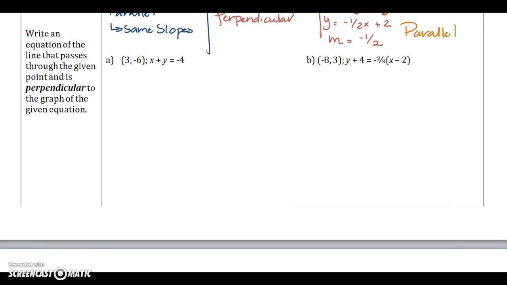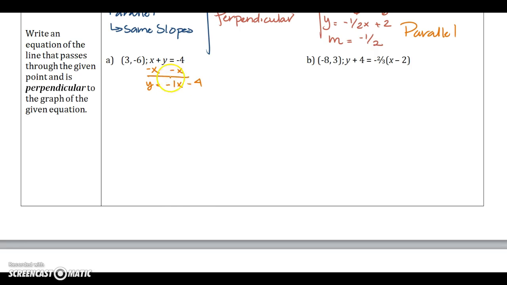Now we're going to write equations of lines that pass through the given point and that are now perpendicular to the graph. So we're going for perpendicular instead for this one. Well, I don't know what the slope of this line is because y is not by itself. So I'm going to go ahead and subtract x and subtract x. And I have y is equal to negative 1x minus 4.